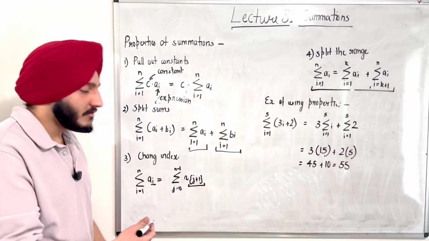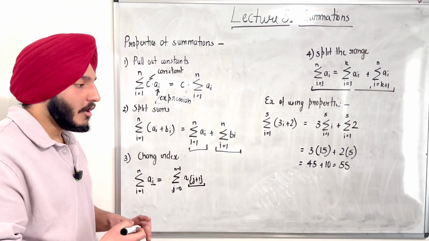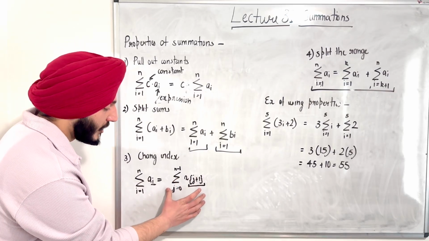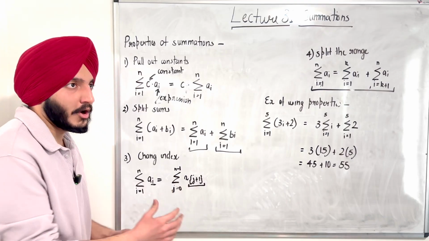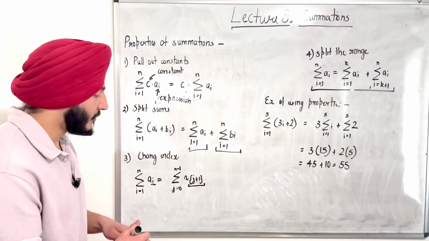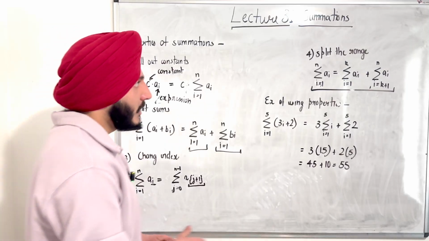Change index is just, again, a very tricky situation. All we did is change the index, but we need to make sure that whatever the resulting summation is, we are not messing things around, right? We're not messing with the index that was earlier there. Last one, split the range.